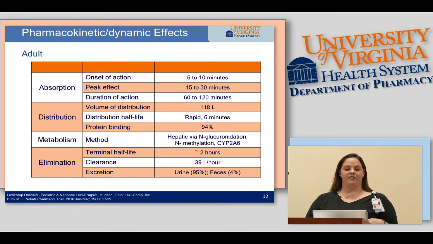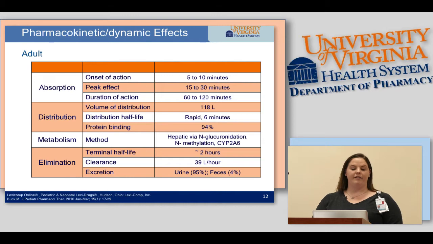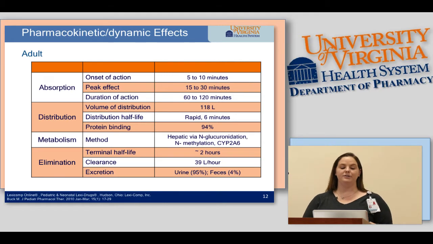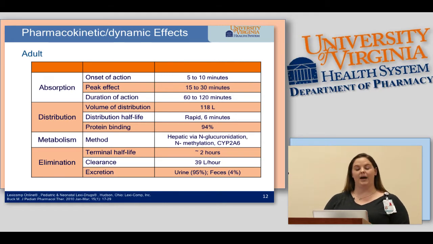And the total duration of action is about 60 to 120 minutes. For distribution, you can see that the distribution half-life is very rapid and occurs within 6 minutes. Protein binding is 94%, and metabolism occurs via hepatic mechanisms. And the elimination half-life, or terminal half-life, is approximately 2 hours.